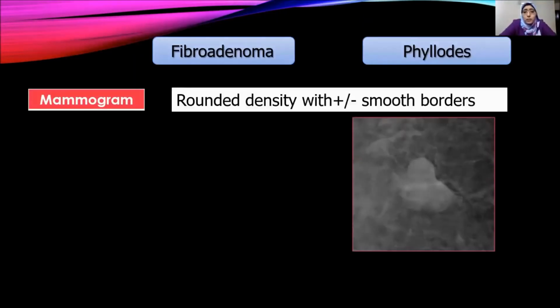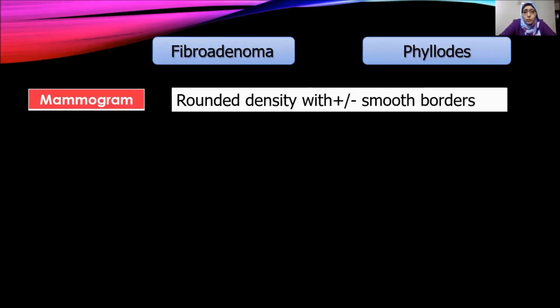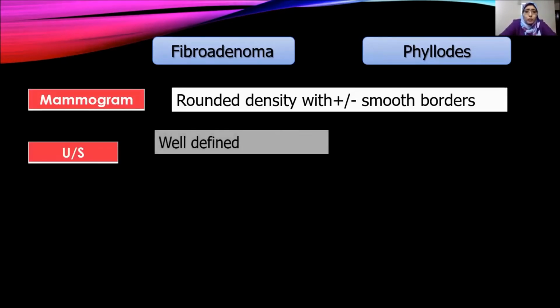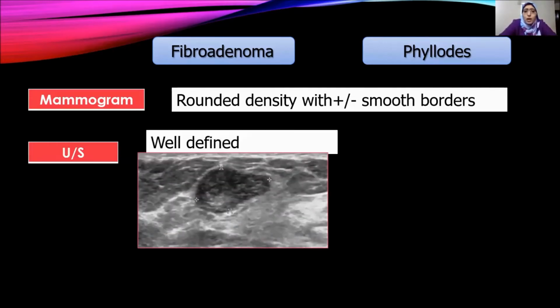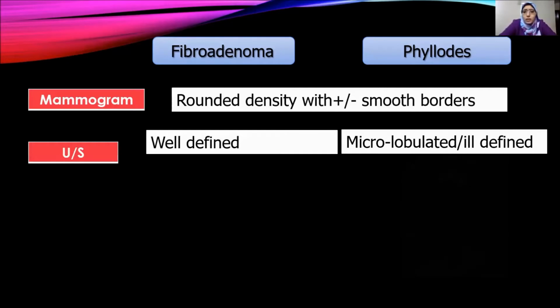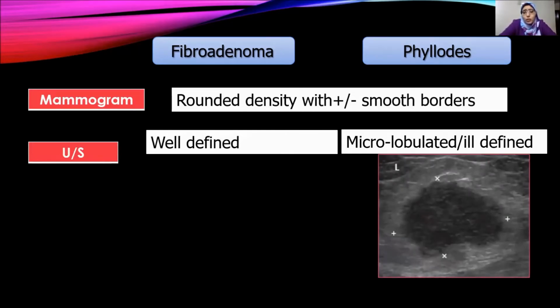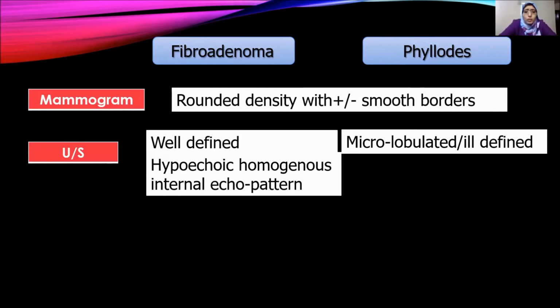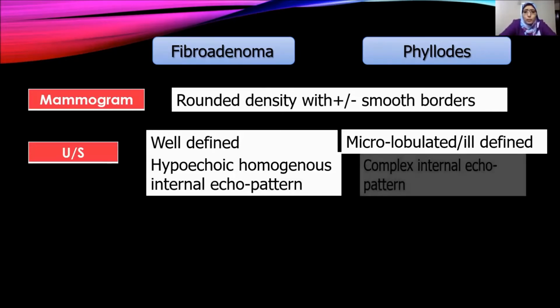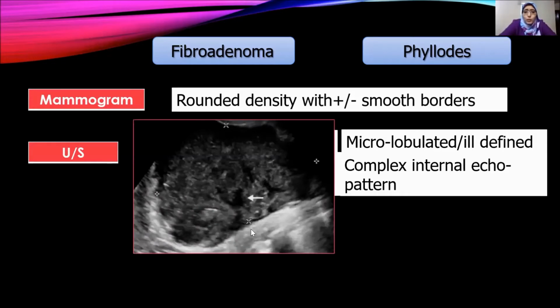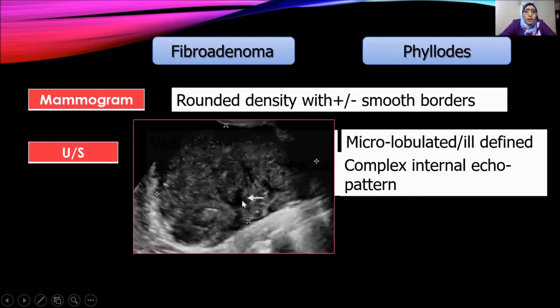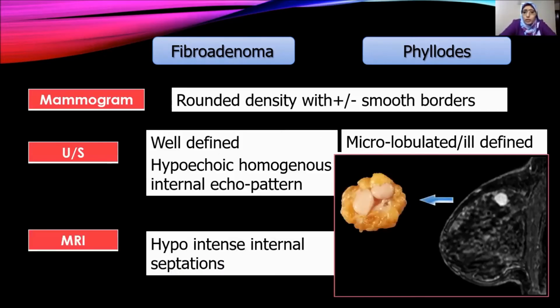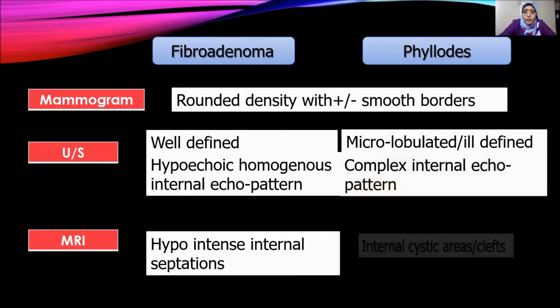Regarding the radiological findings, both may present in the mammogram as a rounded density with smooth borders. In the ultrasound, the fibroadenoma has a more well-defined margin, and the phyllodes is microlobulated or ill-defined. The fibroadenoma shows a hypoechoic homogeneous internal echo pattern, while the phyllodes may show a complex echo pattern with internal cystic clefts or spaces inside. In an MRI, the fibroadenoma shows hypointense internal septations with fibrous septae, and the phyllodes shows internal cystic areas or clefts within.